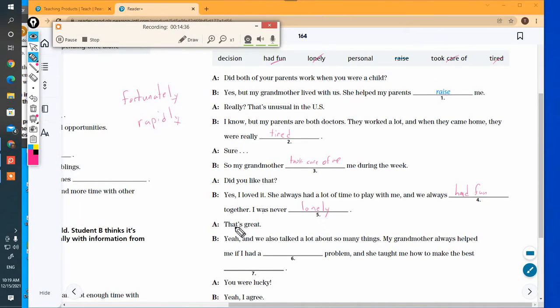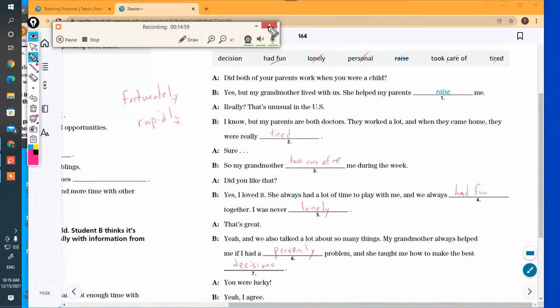I was never lonely. That's great. Yeah, we also talked a lot about so many things. My grandmother always helped me if I had a personal problem, and she taught me how to make the best decisions.